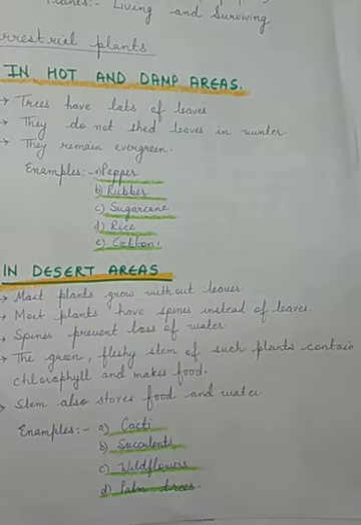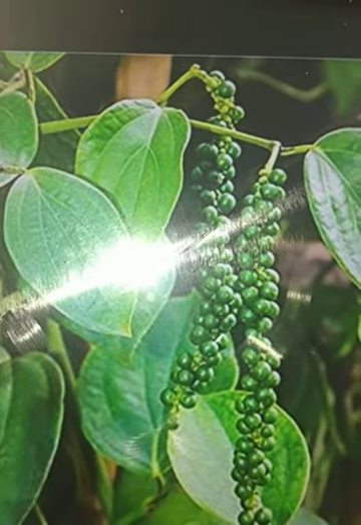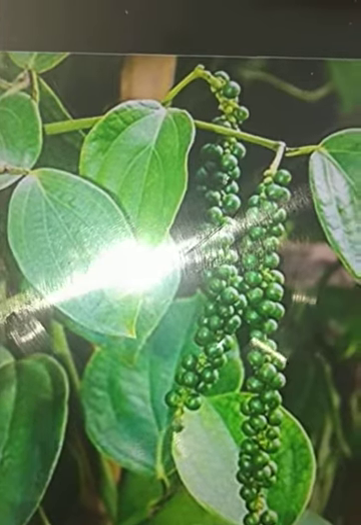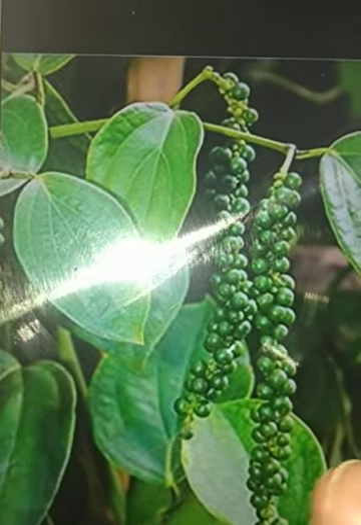Now I will show you in the picture. See here, this is the picture of pepper. This one is the picture of sugarcane, and this is the picture of the rubber plant. So these are the three plants, this rubber plant, this sugarcane and this pepper plant. These are the plants which grow in hot and damp areas, and you can see here they are having lots of leaves and most of the time they remain green.